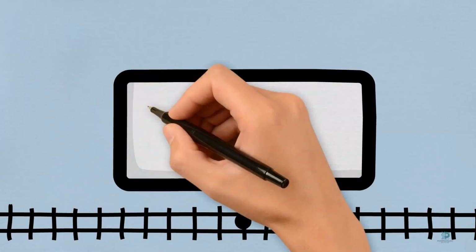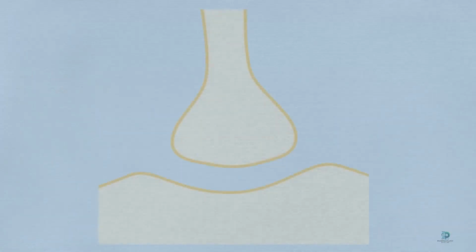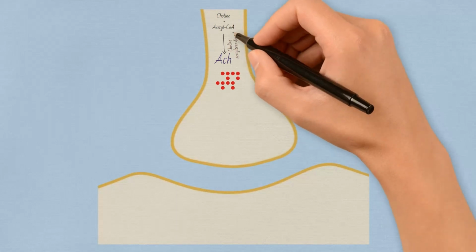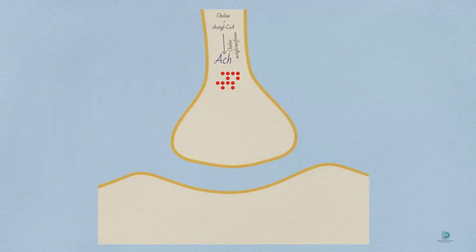1. Synthesis of acetylcholine. Acetylcholine is synthesized from choline and acetyl-CoA, a reaction catalyzed by the enzyme choline acetyltransferase. This is a vital starting point for acetylcholine production.